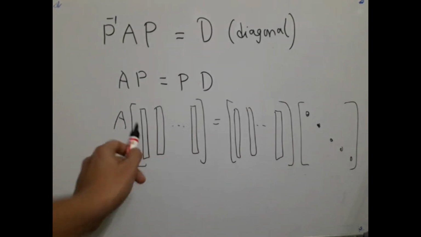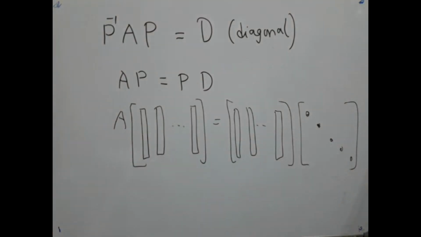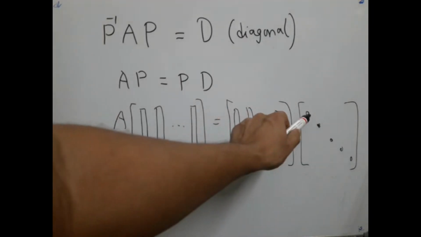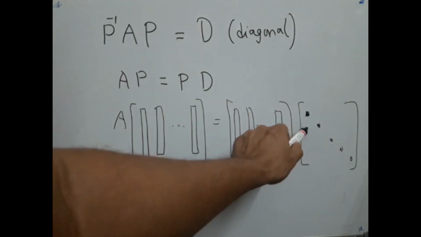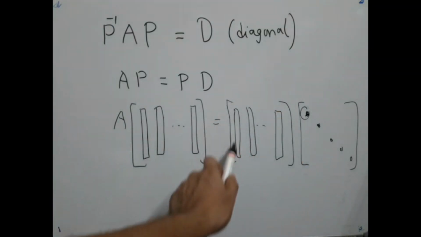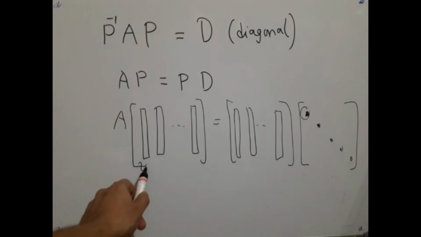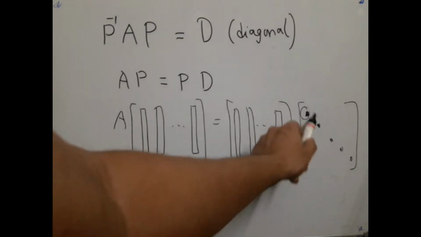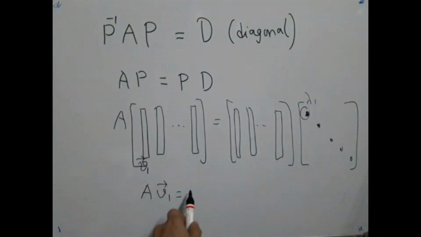It is A times the first column. What is the first column here? Everything is a linear combination of these, and you have only this number which is possibly non-zero, everything else is zero. So it is just this scalar times this vector. So if I call this first vector v1, I have A v1 equal to, I'll give it a name, suppose I call it lambda 1, then it is lambda 1 v1.